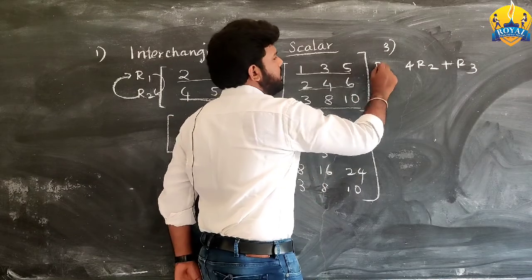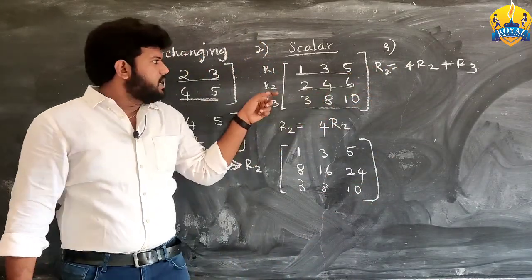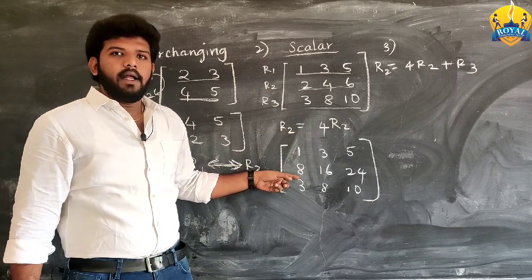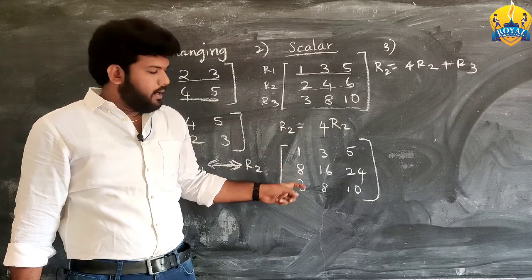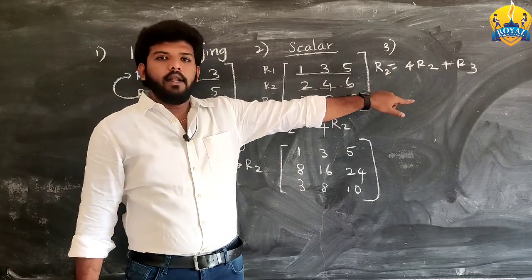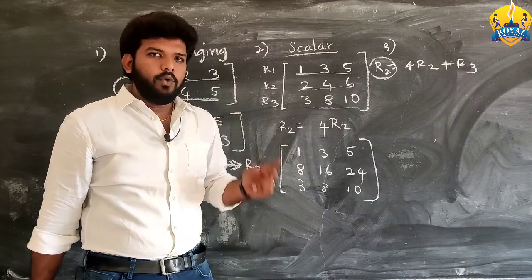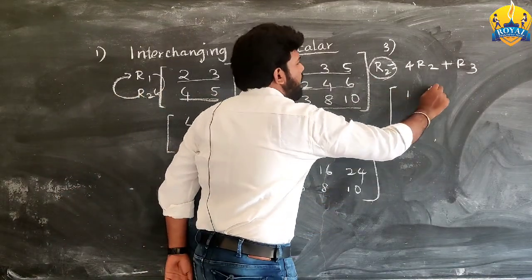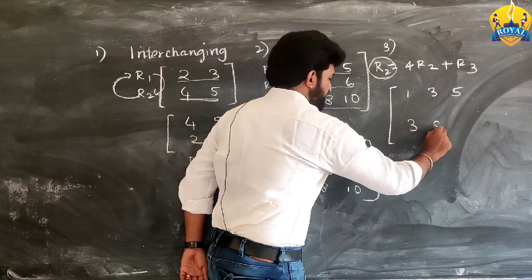All these operations are getting done in R2. First in R2, I multiplied with the scalar 4. Now I am going to add another row with that, R3 again. All these operations are being done in R2, so the remaining rows will be the same. R1 and R3 will be the same.